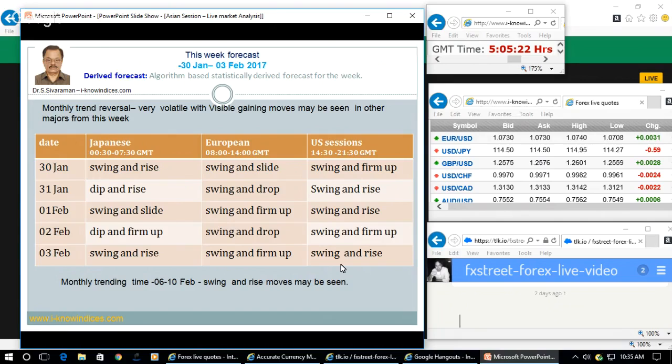Then later on Friday, they are expected to make a very quick rise in the market. Probably they could use non-farm payroll or any other excuse in order to gain the levels. Then from next week, that is 6th to 10th of February, they are expected to make swing and rise moves, that is less drop and more rise moves are expected to happen during the following weeks in this particular month of February.